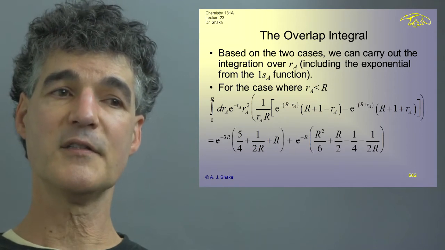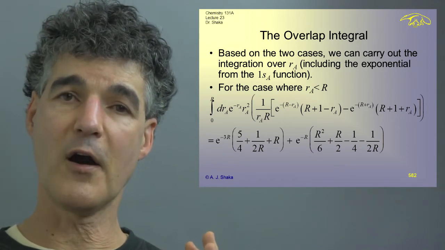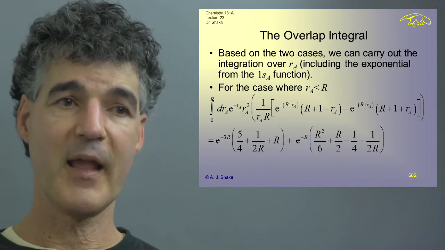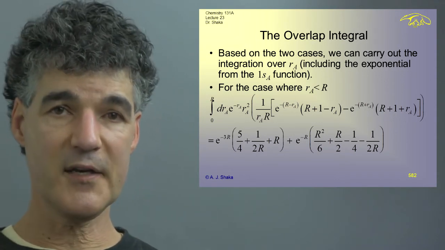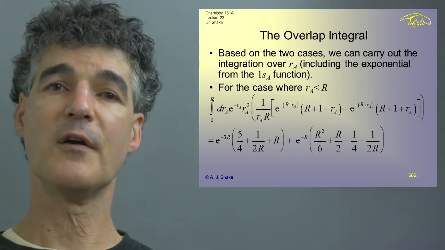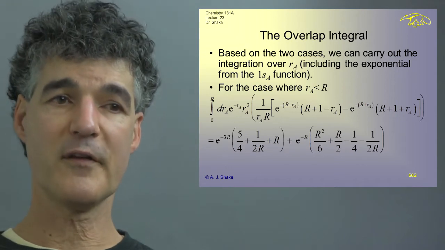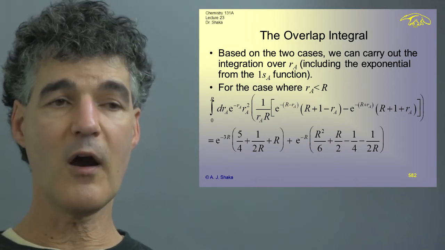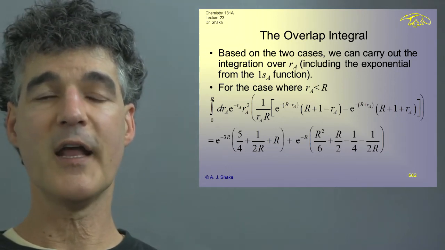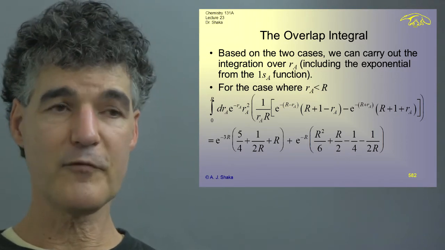We get e to the minus 3R times 5/4 plus 1 over 2R plus big R, plus e to the minus big R times, and then there's 4 terms, R squared over 6 plus R over 2 minus 1/4 minus 1 over 2R. And all those terms come out naturally from doing the integral by parts. That's where they come from.